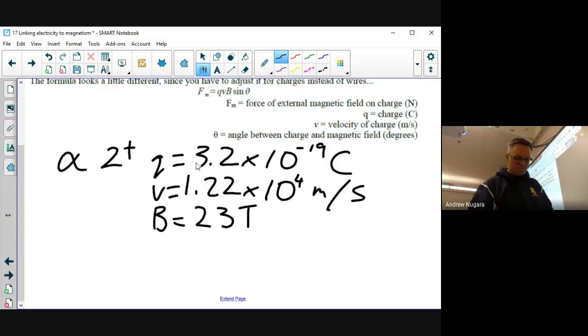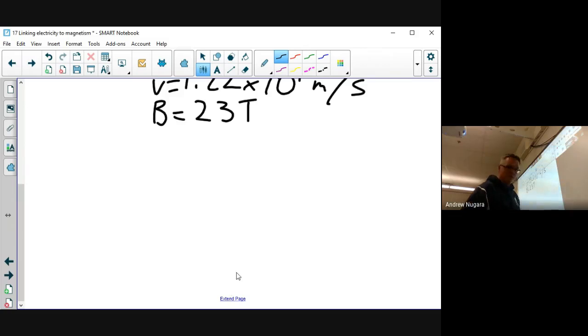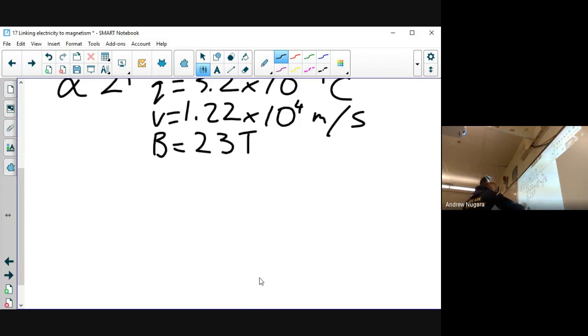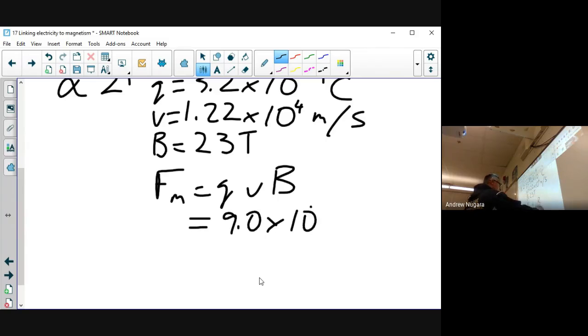And it says it's perpendicular. So if it's perpendicular, then it's automatically 90 degrees. You don't even have to put the sine in there, because the sine of 90 degrees is 1. Well, it's not irrelevant, but it just means you're going to get the max amount of force. Fm equals QVB. I'm not even going to worry about the sine of theta. Plug the numbers in, and you get an answer of 9.0 times 10 to the negative 14 newtons.